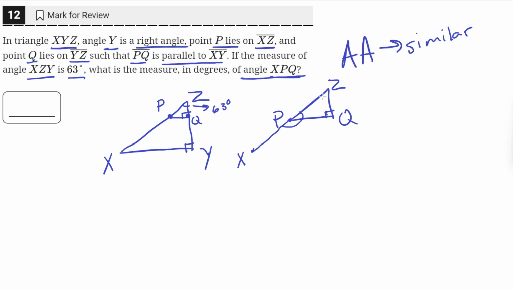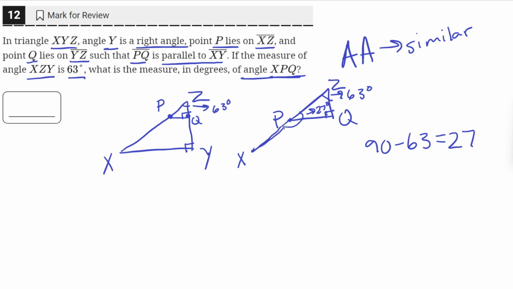So since we know this is a triangle, and we know that this angle up here is 63 degrees, that means this angle right here, since it's a right triangle, has to be 90 minus 63 degrees. So that means that this angle here is equal to 27 degrees. That's just a property of right triangles, because in right triangles there's a 90 degree angle here. So obviously the other two angles have to add up to 90 degrees, because all the angles in a triangle add up to 180 degrees. So that means the measure of this angle here is 27 degrees.